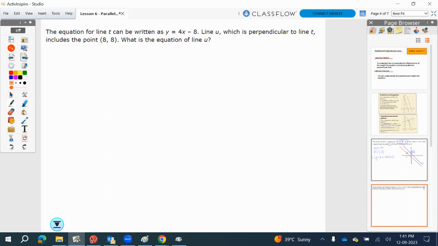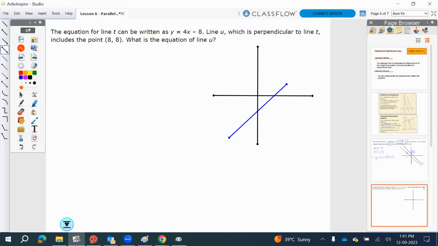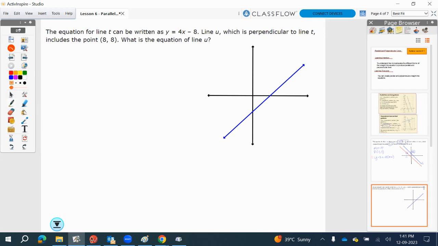So we have a similar question. Line T can be written as this. Line U, which is perpendicular to line T, includes the point 8, 8. Now, let me sketch it quickly. We've got our axes. We've got the line y. So the gradient's going up. It goes through the point 0, -8, going up like this. And this is the line T.